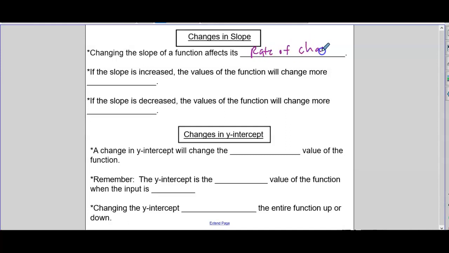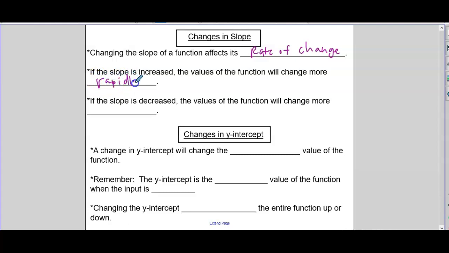We've talked about how the change in your y values, or vertically, over the change in your horizontal values, your x values, can show that slope, or that rate of change. So changing the slope of a function is really just changing that rate of change in this scenario, okay? If the slope is increased, the values of the function will change more rapidly, okay?